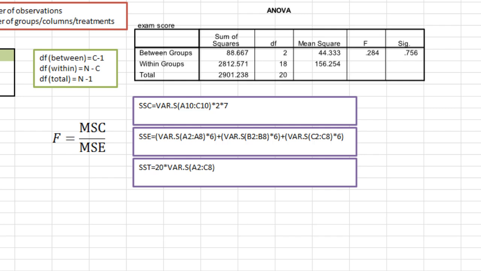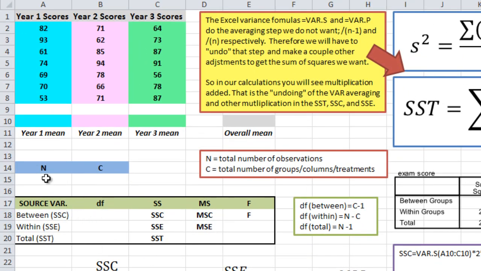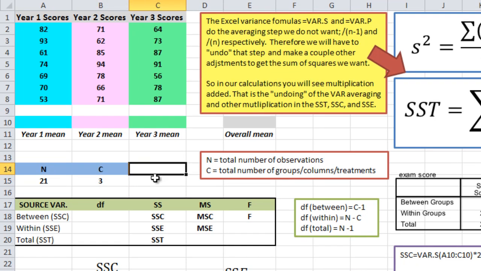So let's go ahead and do some actual calculations and put in some data. So the first thing we're going to do is we're going to go over to the N and the C boxes over here on the left-hand side. So this is easy. So our N in this case is 21. So we're going to go ahead and put 21 there. That's the number of observations we have. And then C is the number of columns, which is 3. So we'll go ahead and do that.